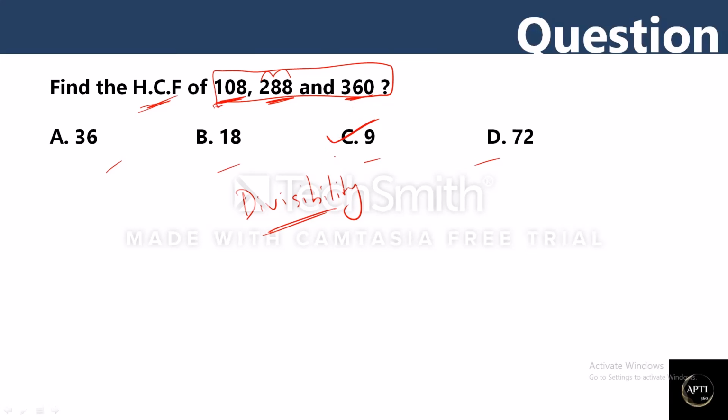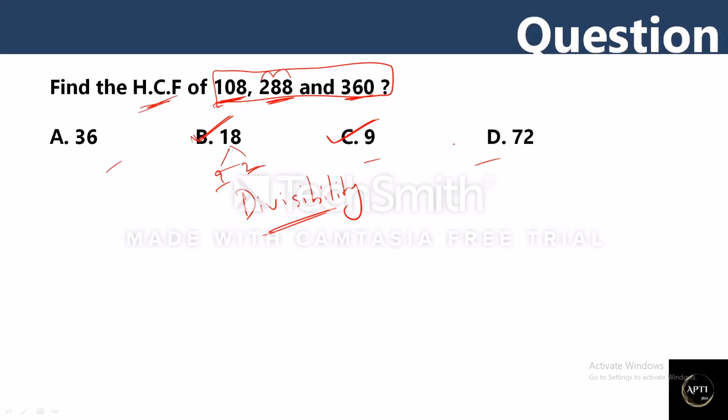Now, but don't fix that option C is correct, because we need to cross check with the remaining values as well. There are some multiple options which will satisfy your divisibility rule. So don't fix it until you are clear with all the divisibility checks. Now 18, it should satisfy with 9 and 2. Of course, all numbers end with even digits, so 2 is satisfied, 9 already satisfied. So 9 satisfied, 18 is also satisfied.